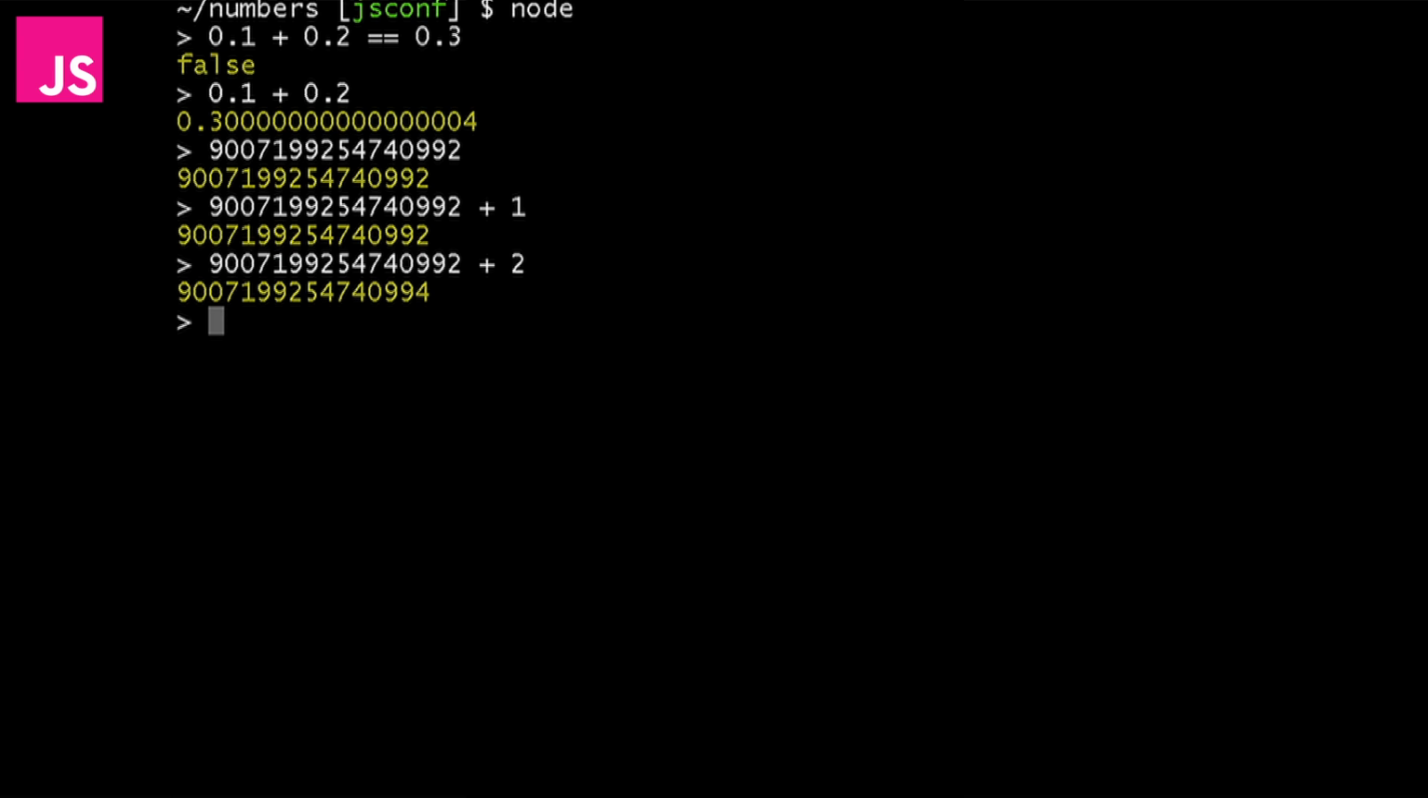But it's not only about inaccurate results of some computations. There are many different weird things about the numbers in JavaScript, like this infamous not a number value. So not a number is a value you will get if you try to turn into a number something that is not a number. So let's try something like this. But if you try to check the type of not a number, it will tell you it's a number.